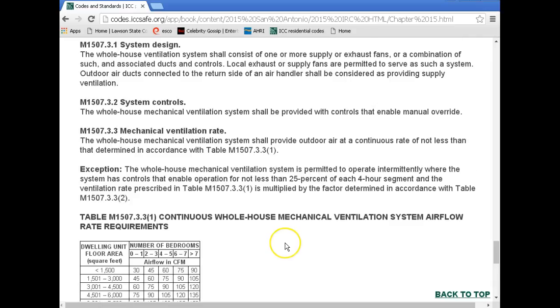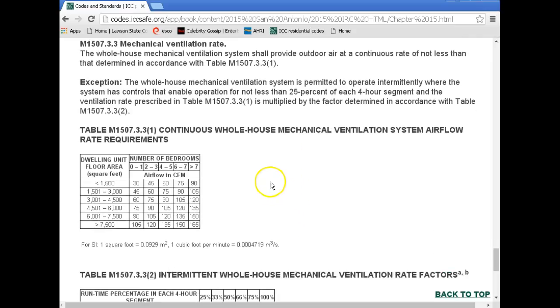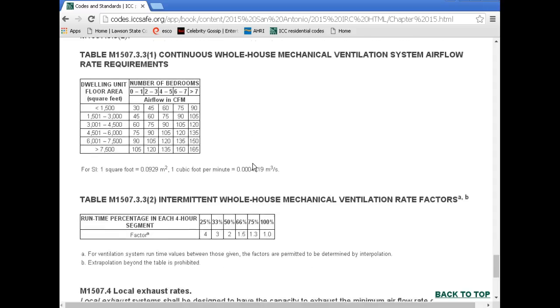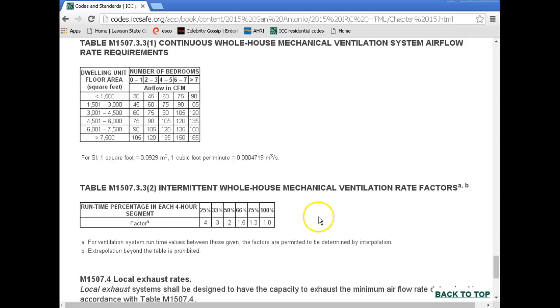So let's look at this. Continuous whole house mechanical ventilation rate. Dwelling unit floor area. We would find how big your house is, the floor area. Then we would go to the number of bedrooms. Then we'd find the CFM. Now this is continuous. Let's look at the next one, table 1507.3.2.